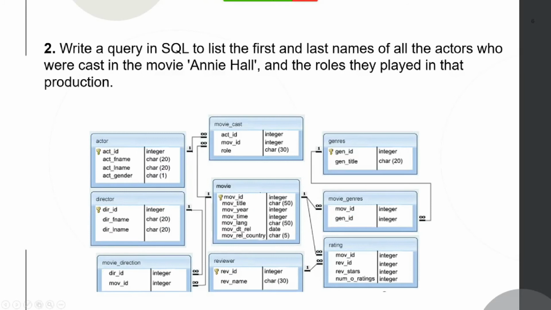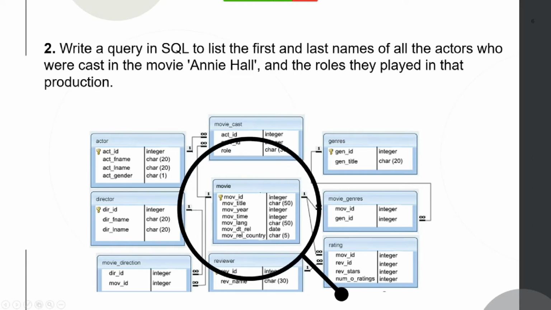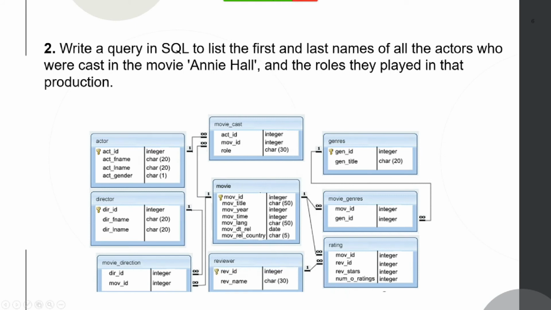Okay, this means I need to fetch all the actors who, and where is the movie table? The movie table is there, here. Movie title, what will be the movie title? Annie Hall. Okay, but these two tables are not directly connected, are they? Is there any link you are seeing from the actor table to the movie table? Did you see any direct connection from here to here? No, right? We don't have such a connection.